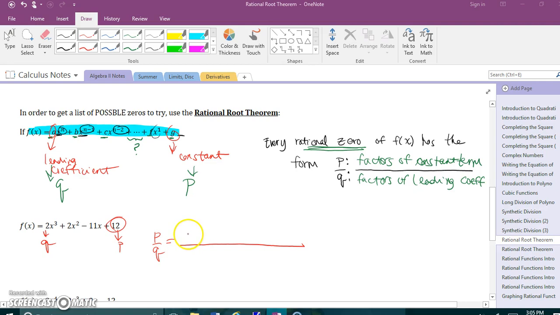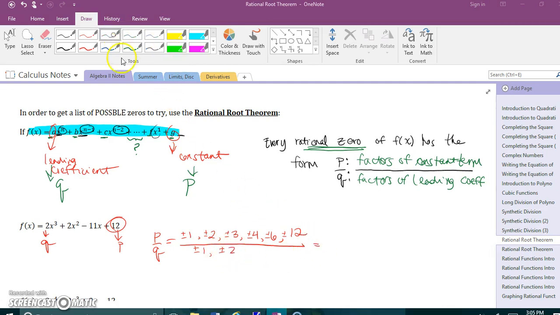Now, 12 has quite a few factors. 1, 2, I always write them in order, smallest to largest, and it goes up to 12. Now, the thing is, 12 can be divided by positive or negative 1. So you need to always consider the positive or negative. And then Q, factors of 2, is just 1 and 2.